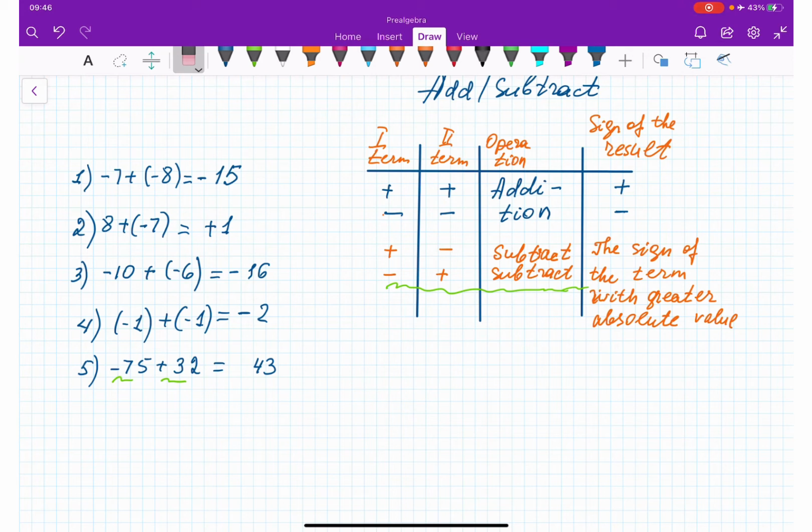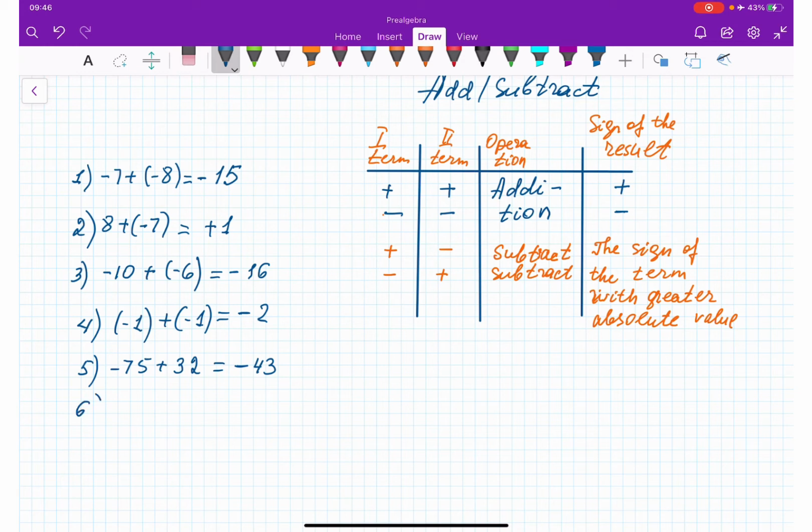And we need to get absolute value so we can find out, right? Absolute value of -75 is 75. Absolute value of 32 is 32. So 75 is greater than 32, and 75 has negative sign. Therefore, we put negative. One more time. You find out the sign for the result based on the sign of the term that has greater absolute value. Since 75 is greater than 32, I'm taking the sign of 75, which is negative. Next.